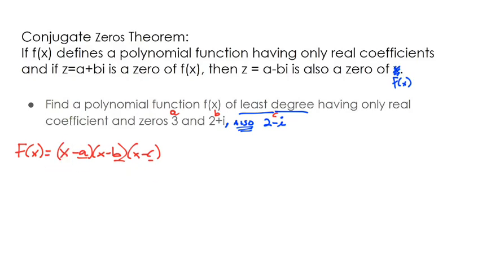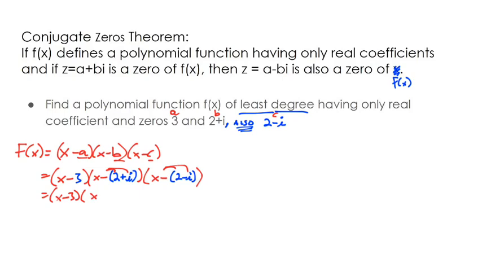And so what I'm going to do here is I'm going to do x minus a times x minus b times x minus c. And this is basically our function. Now we could do a little bit of simplification, like I could distribute the negative into each of those parentheses. In fact, let's do that real quick and see what we end up with. I have x minus 3 times x minus 2 minus i times x minus 2 plus i.